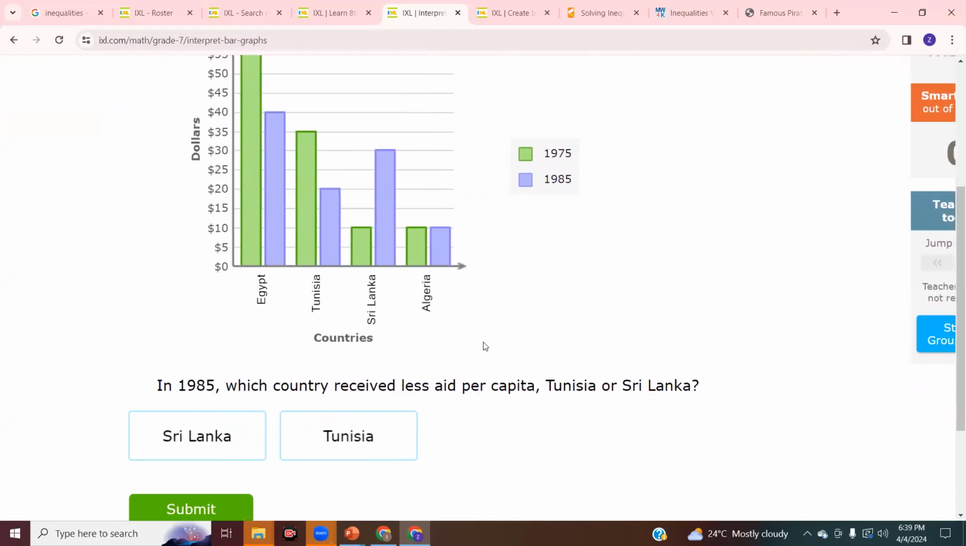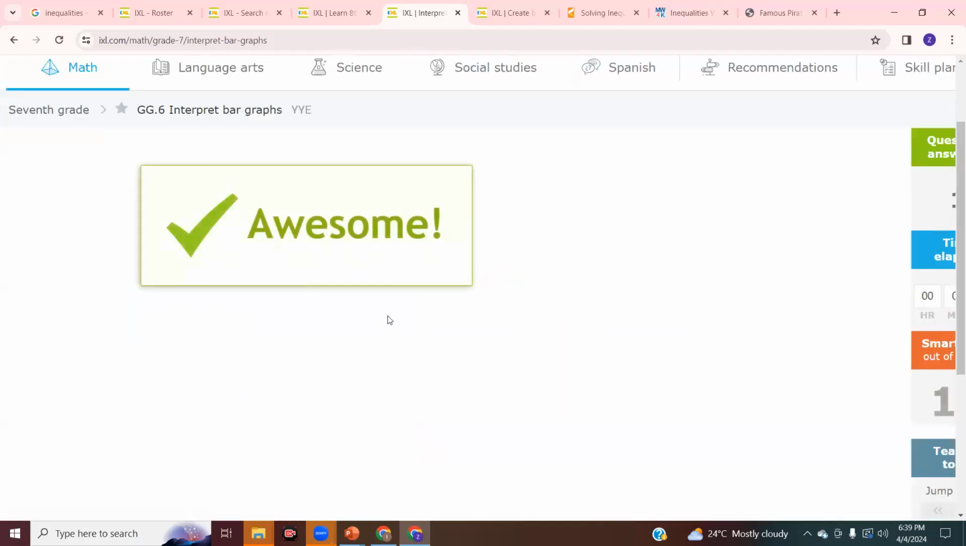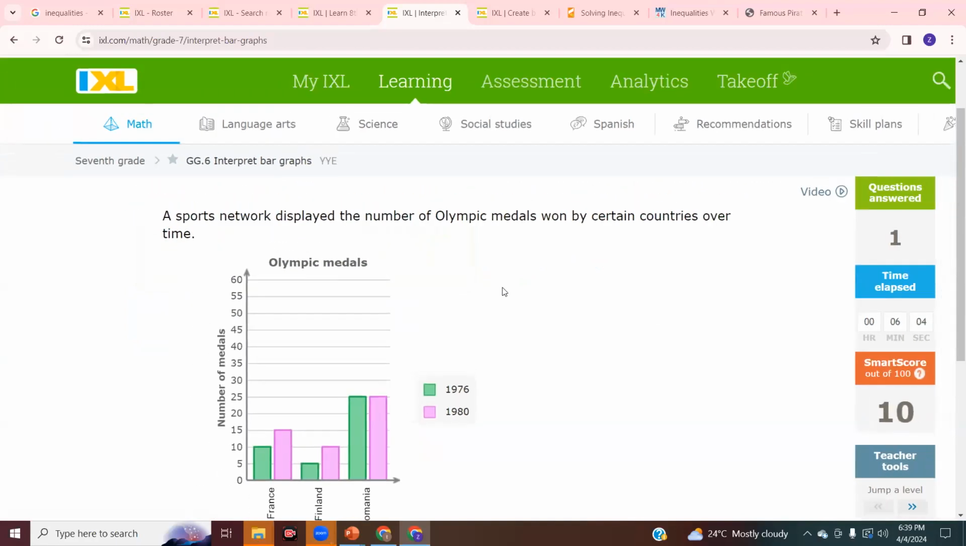1975 or 1985? In 1985, Algeria. Which country received less per capita, Tunisia or Sri Lanka? Tunisia, because in 1985, that's the lavender one, Sri Lanka received 30 and Tunisia received 20, so the answer is Tunisia, right? All right, so that's the first question we're going to do.